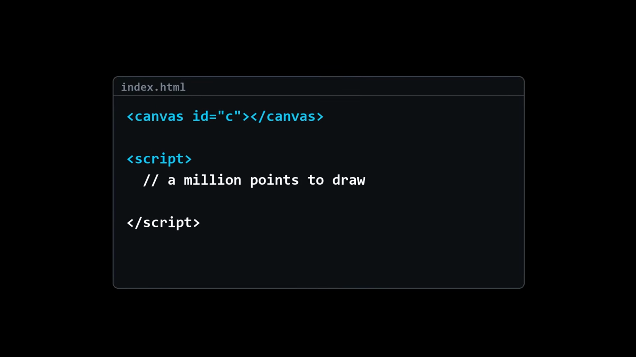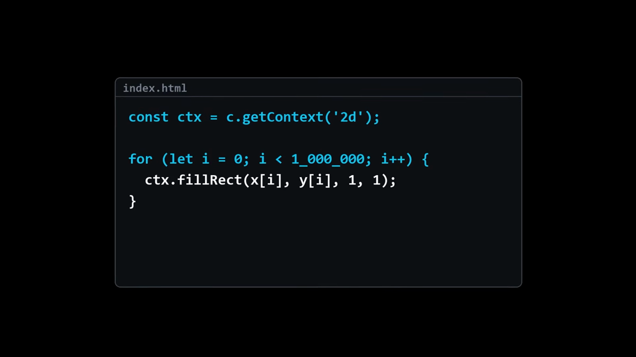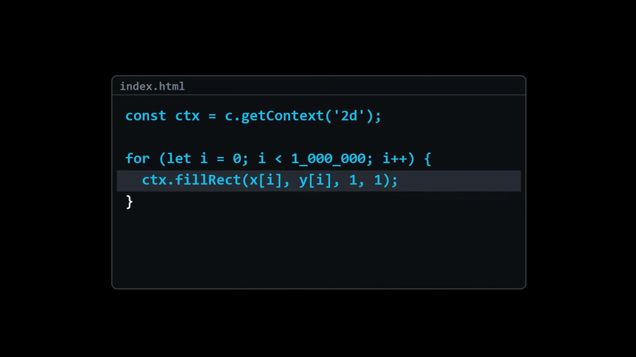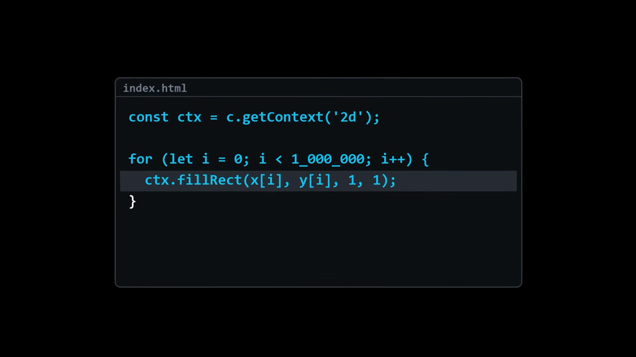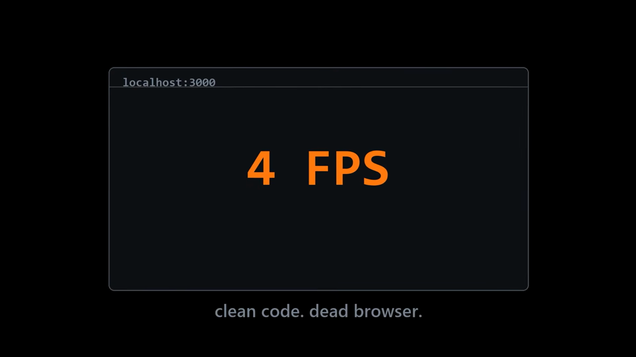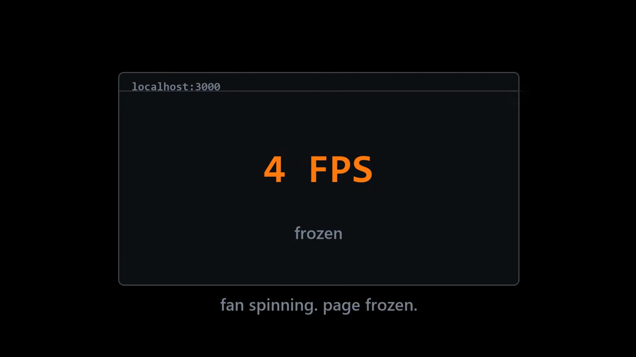Let's start with the obvious way, the way almost everyone tries first. You've got 1,000,000 points. You grab a canvas. You write a loop. For each point, draw a tiny rectangle. Fill rect. Next point. Fill rect. 1,000,000 times. It's clean. It's readable. It makes total sense. And it completely destroys your browser. 4 frames a second. The fan spins up. The page won't even scroll.